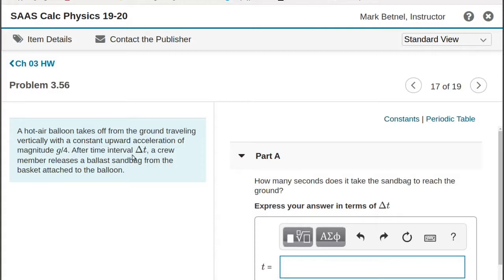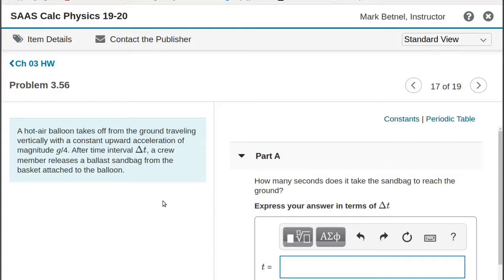And then after some unspecified interval delta t, someone releases a sandbag from the basket, and presumably the sandbag is going to fall to the ground and it's going to hit the ground hard. But the problem is saying, well, how many seconds will it take the sandbag to reach the ground from that moment after it starts to fall?